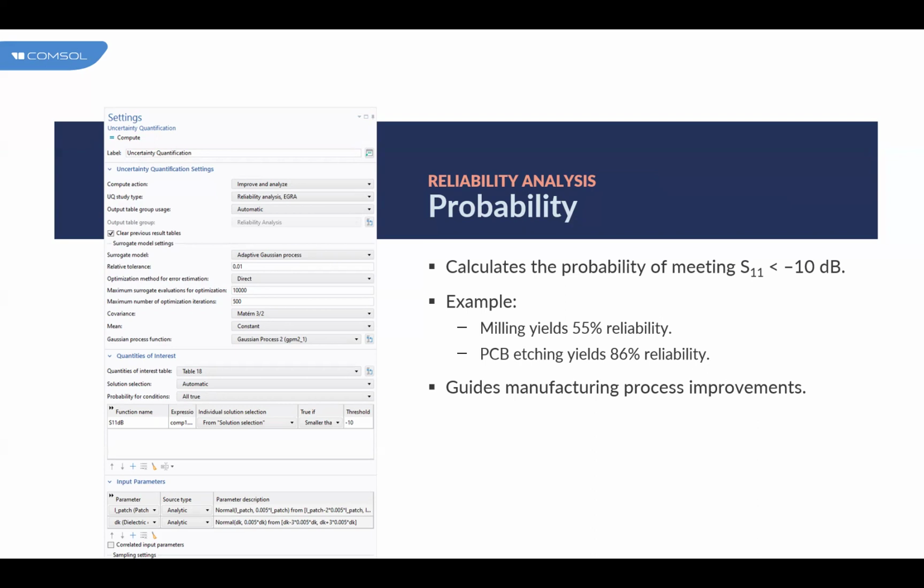By analyzing these probabilities, engineers can make data-driven decisions to refine fabrication methods, adjust tolerances, and improve overall yield. Reliability analysis plays a critical role in bridging the gap between simulation and real-world performance, ensuring better product consistency and manufacturing efficiency. We test here two cases with a notable difference in the standard deviation for the patch length that mimics two fabrication methods. Milling yields 55% reliability, meaning nearly half of the fabricated antennas, 45 out of 100, may not meet the target. PCB etching yields 86% reliability, demonstrating a more precise and consistent process with 86 decent antennas out of 100. Each study lasts about 3 minutes on my workstation.